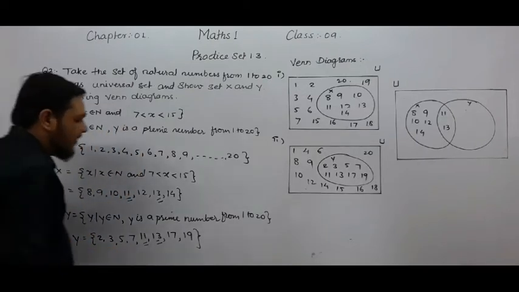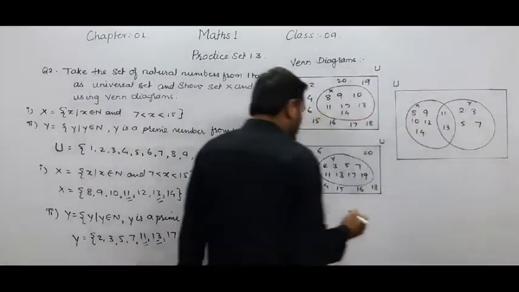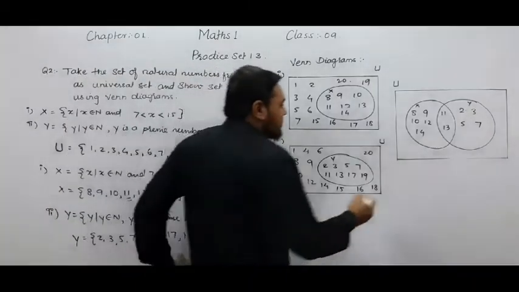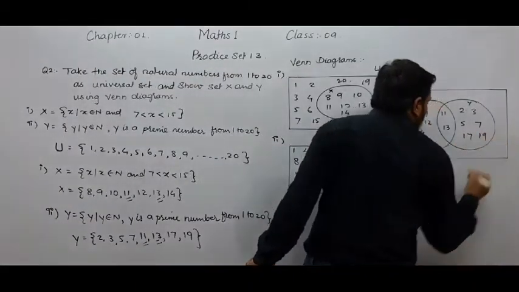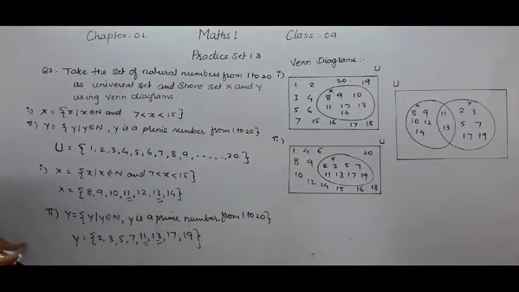That is 2, 3, 5, 7. So 11 and 13 we have already written in the common part. Now we will take 17 and 19. So student, you will notice that these are the elements of set X and set Y.